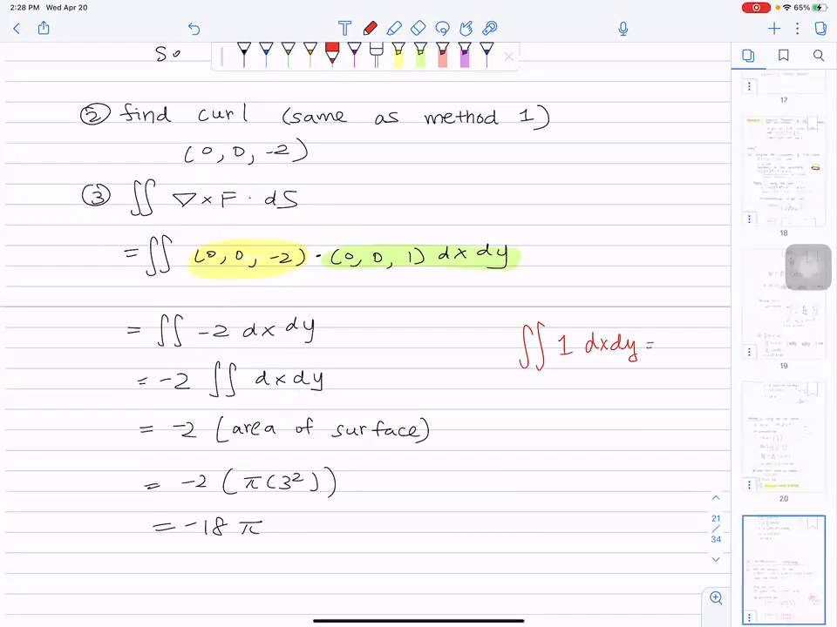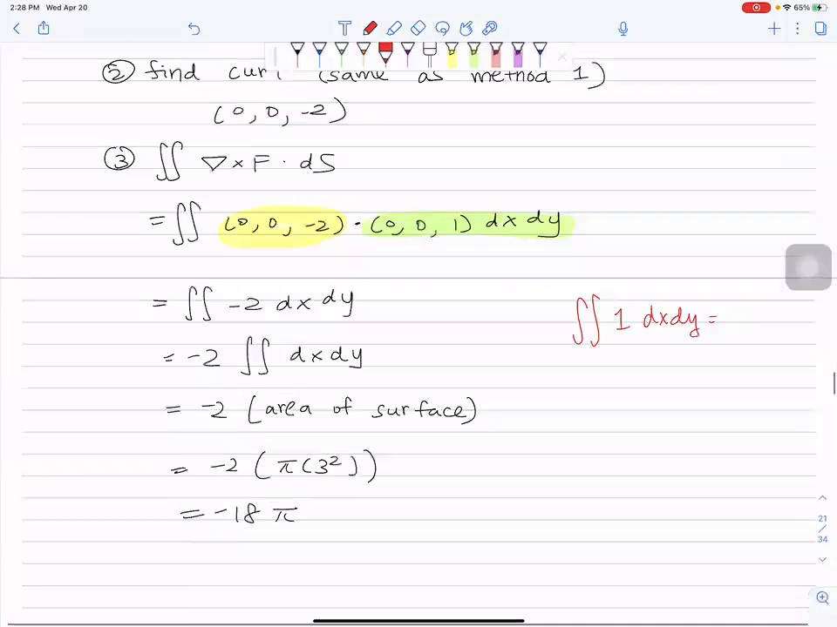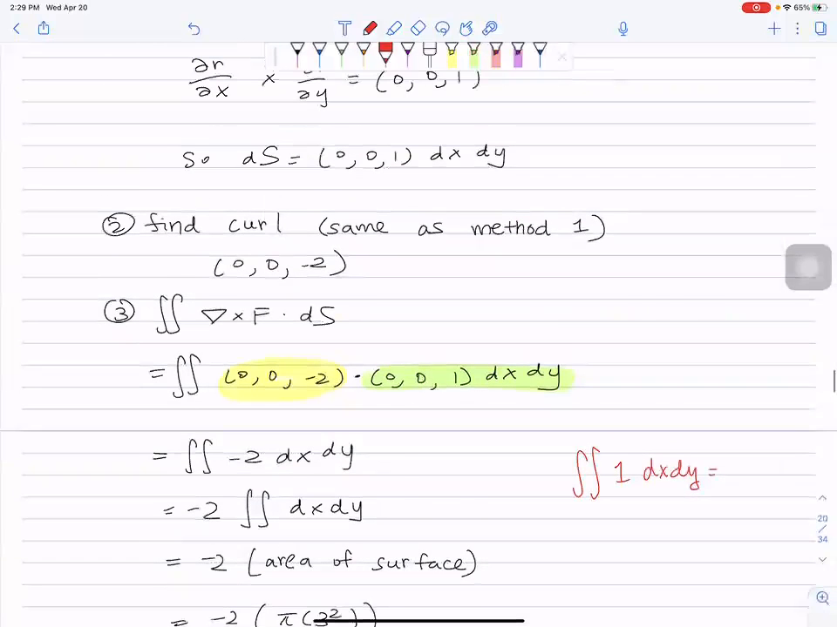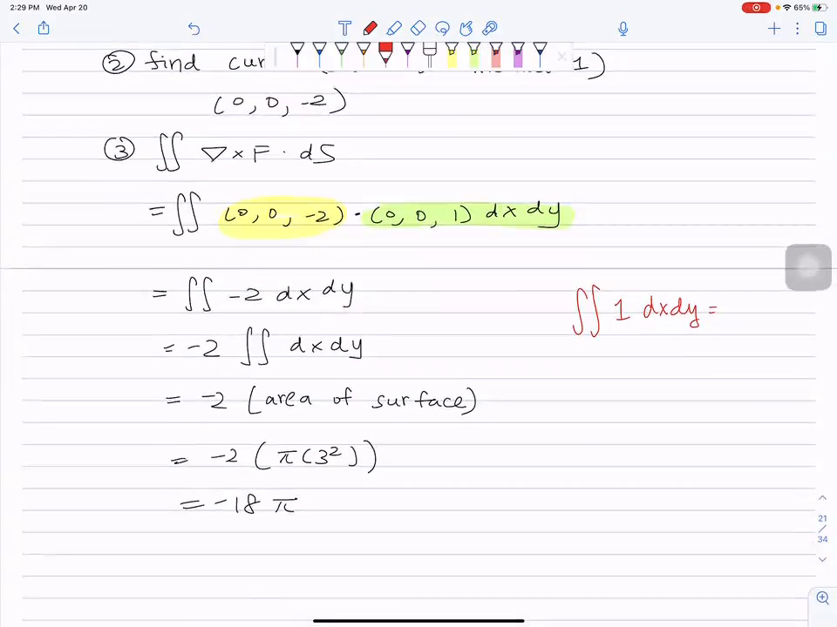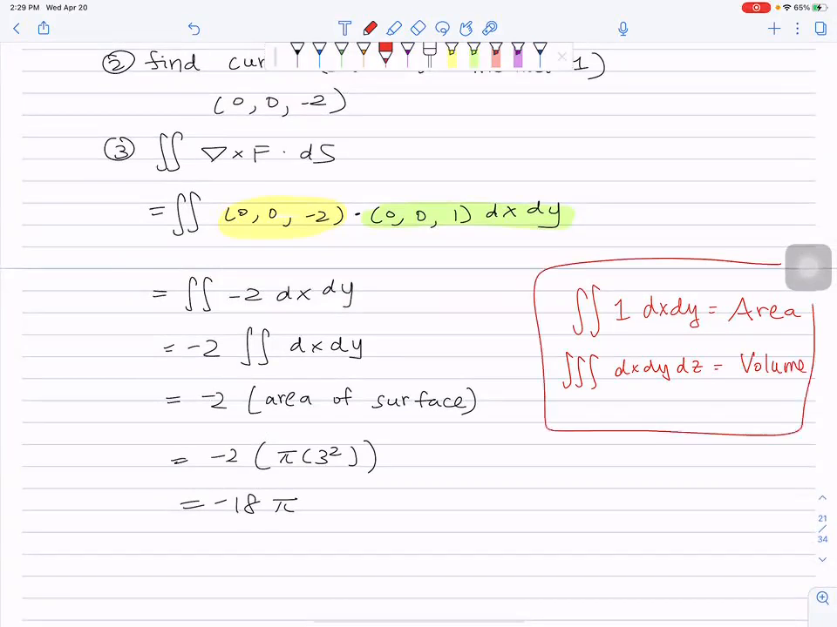What is that? Instead of actually calculating a double integral, what could I do instead? Like what does this integral, yes. Yes, exactly, area. And if I had just a triple integral dx dy dz, yes, exactly. So don't forget about these rules. Yeah, so this is basically Green's theorem, is it not?